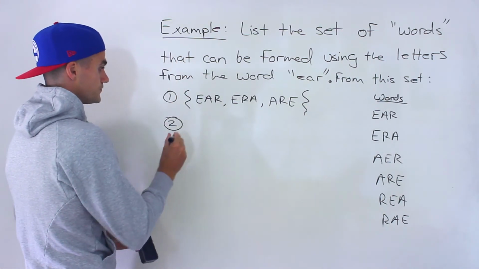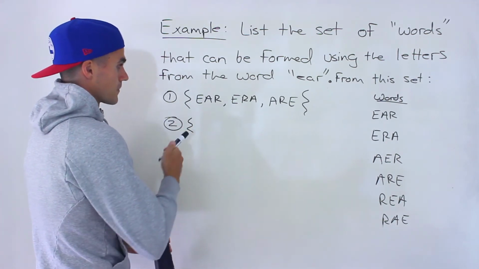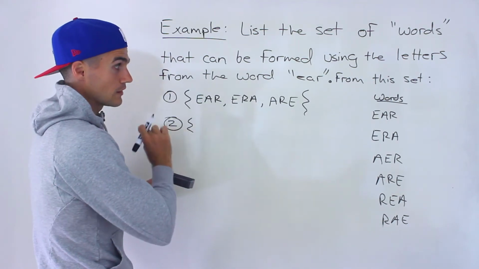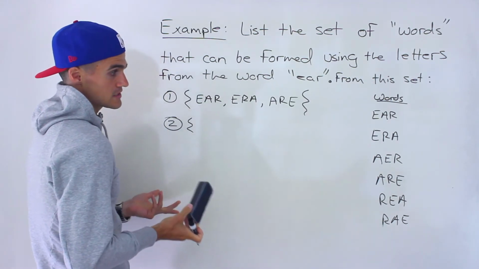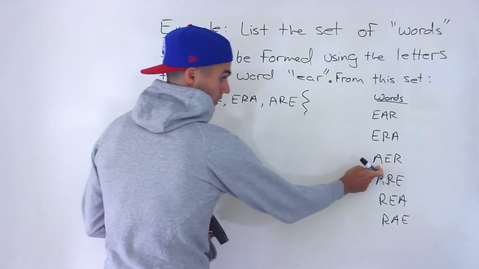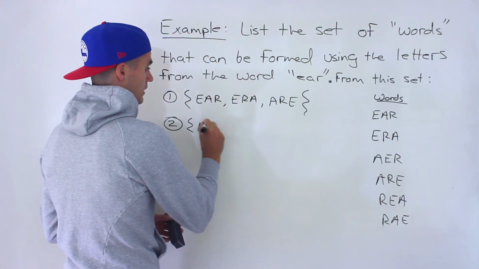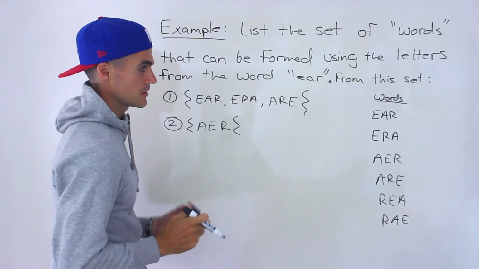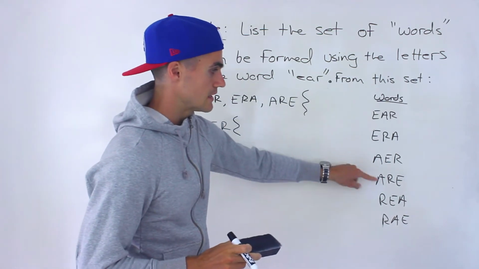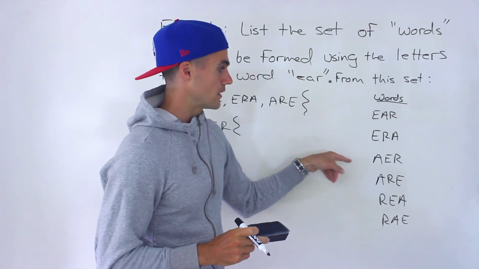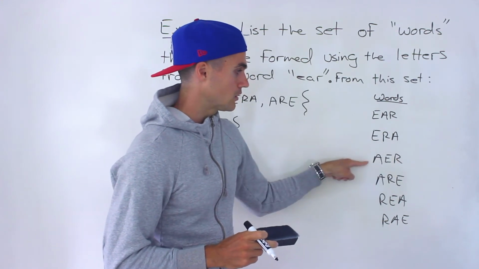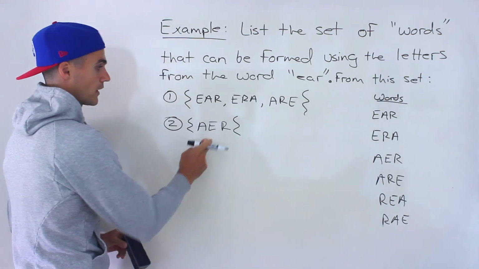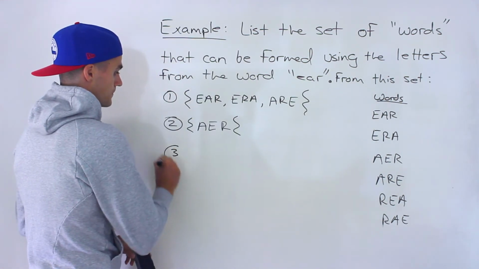And number 2, it's asking to find the subset of the words that are in alphabetical order. The letters are in alphabetical order. And notice that there's only one combination, this one over here, A, E, R. So there's only one element in this subset, because notice that all of the other combinations, the letters aren't listed in alphabetical order. This is the only element here, the only word, quote unquote, where the letters are in alphabetical order. So there's only one element for that subset.